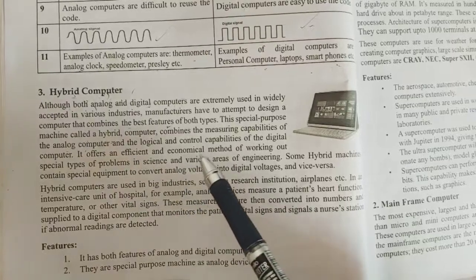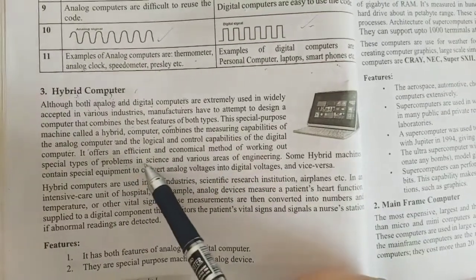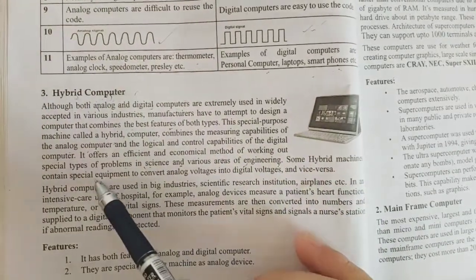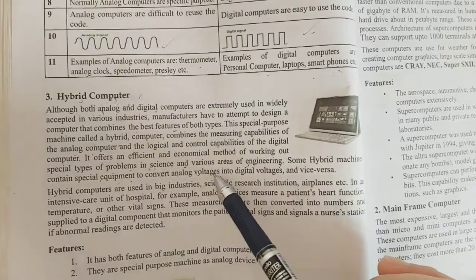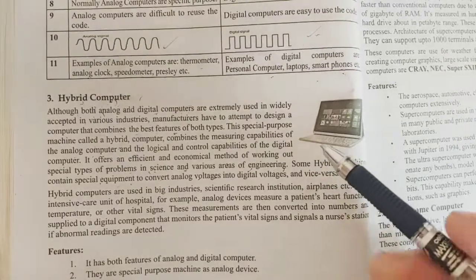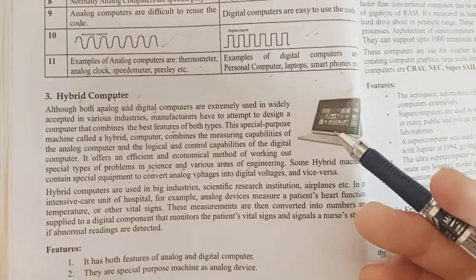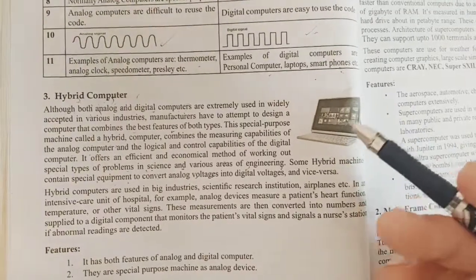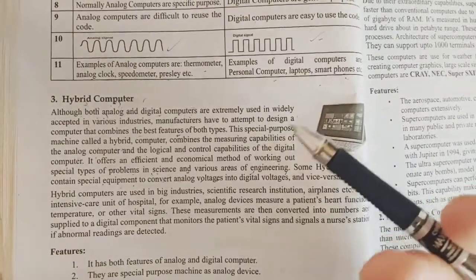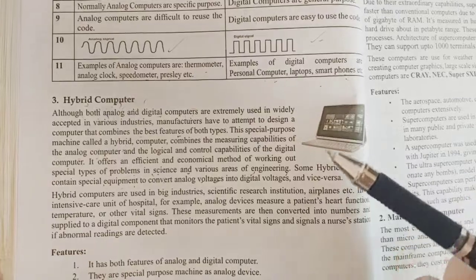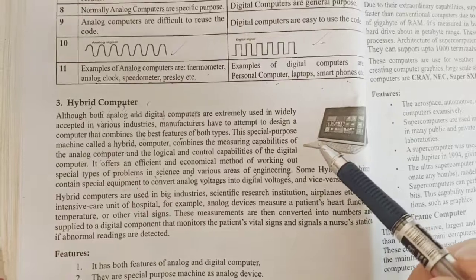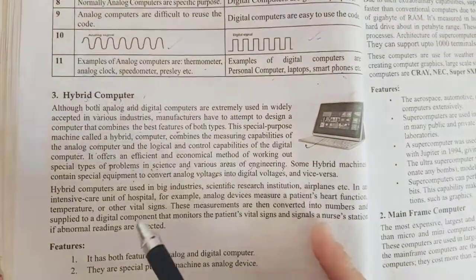It offers an efficient and economical method of working out special types of problems in science and various areas of engineering. Some hybrid machines contain special equipment to convert analog voltages into digital voltages and vice versa. So in a hybrid machine, you'll find both features of analog as well as digital computers. It can measure physical quantities and it can also give you accurate data, so there will be no error. It is a very high level computer.